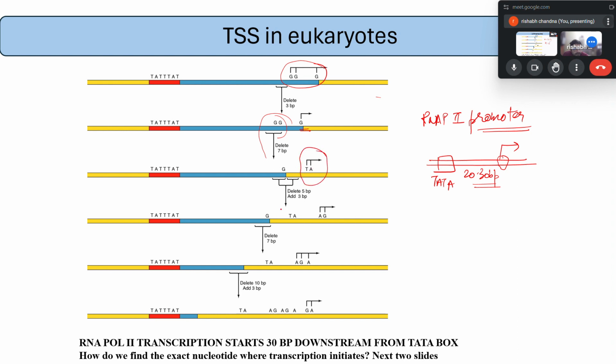For example, here. Okay. Then they deleted 5 base pairs and added 3 more. Then the transcription started from here. Okay, so this region between these two is nearly 20 to 30 nucleotides. Similar experiments were done, and as you can see, the promoter region is basically reduced, but the transcription is starting nearly here only. Okay, so this means that the transcription start site will be different in different transcripts.